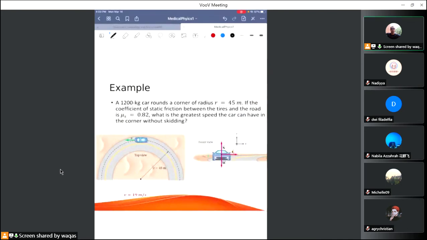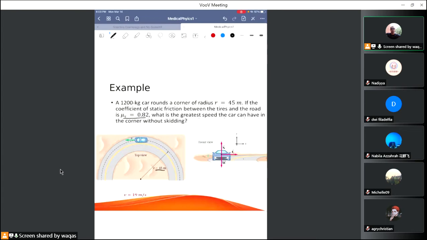Okay, now we can try to understand another example. For example, this is some car, and this car wants to turn on the road. The coefficient of static friction between the road and the car is this one. The radius of this circular track is 45 meters. So what is the greatest speed the car can have in the corner without skidding?